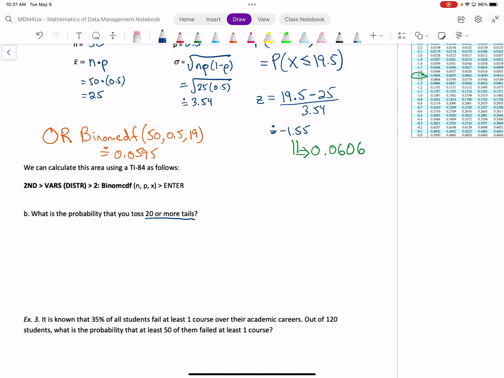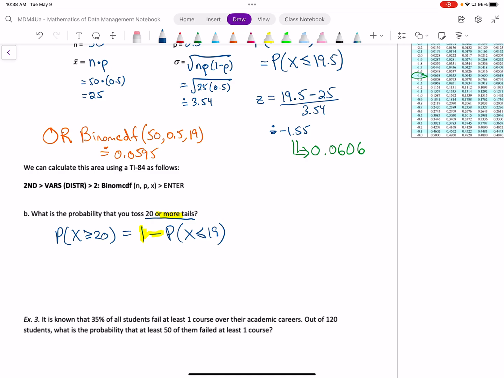If you're saying more than a certain number, so if I want the probability that x is 20 or more, so this is greater than or equal to 20, I want to take 1 minus the probability that x is less than or equal to 19. So when I see more, I always have to put this 1 minus part. Your calculator will not compensate and do this differently. Exactly.